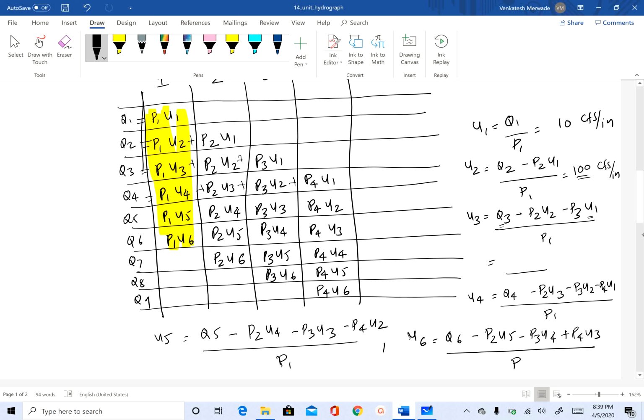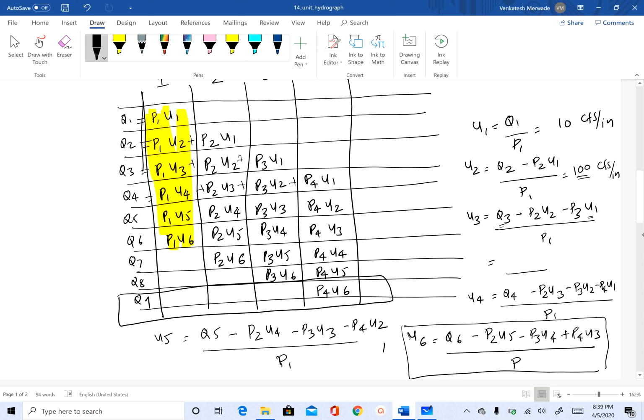So now you can see this is the expression that I have for U6. If I want, I can use this last row also to get the value for U6. In this case, U6 will be Q9 divided by P4. Then you may ask, will you get the same value for U6 if you use this expression versus this expression? And the answer is no. You will get a different value for U6 depending on whether you start from the top row or from the bottom row. So that's a disadvantage of this method.